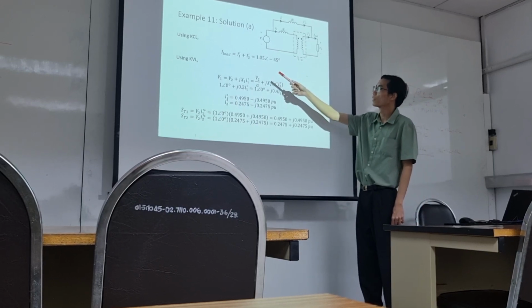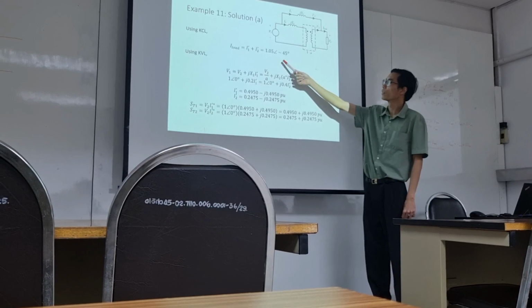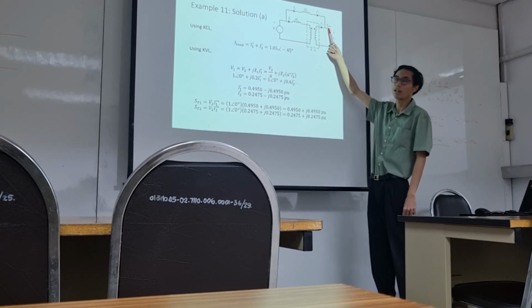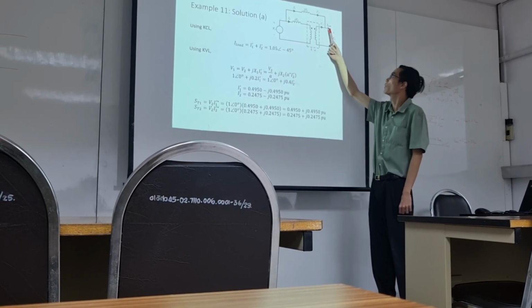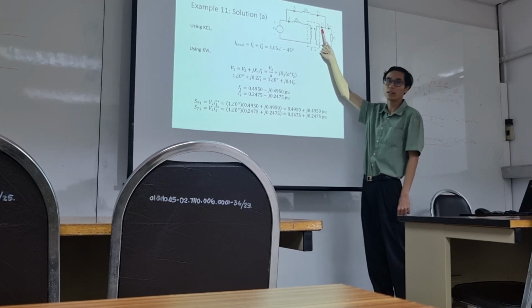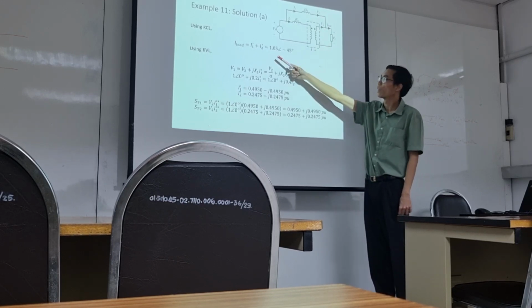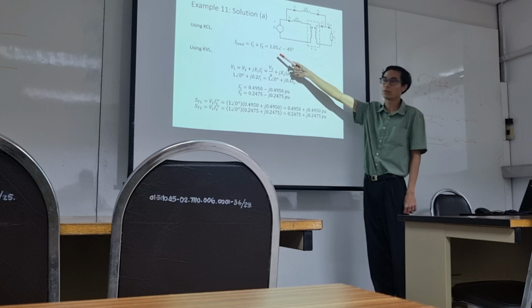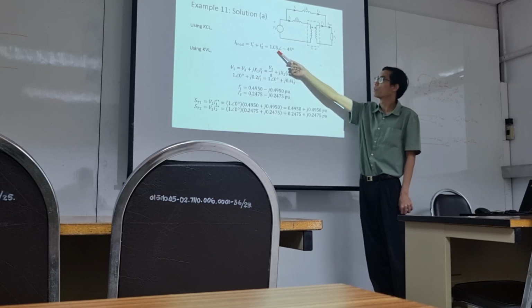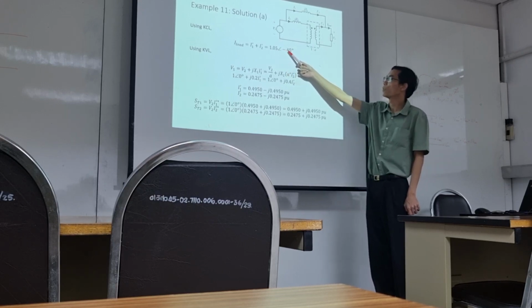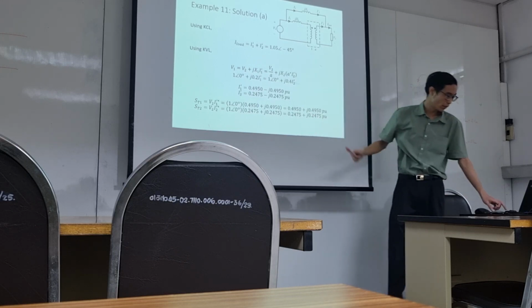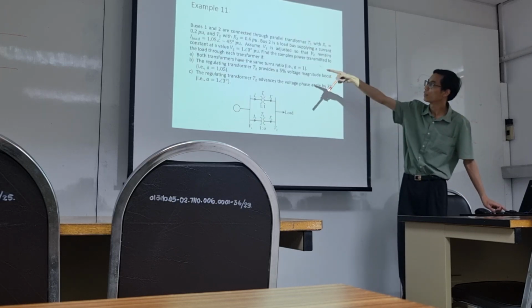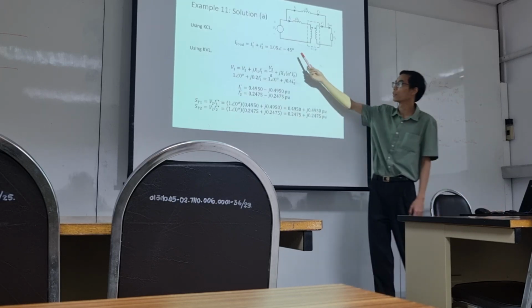We need to use Kirchhoff current law. I load will equal I1 prime plus I2 times I2 prime. And this is 1.05 angle minus 45 degrees. This is given. This is the load current.